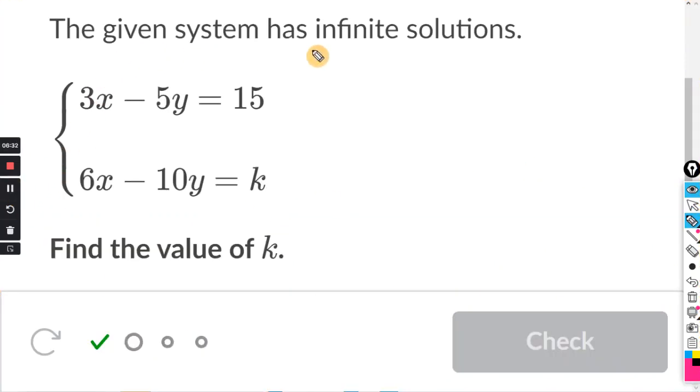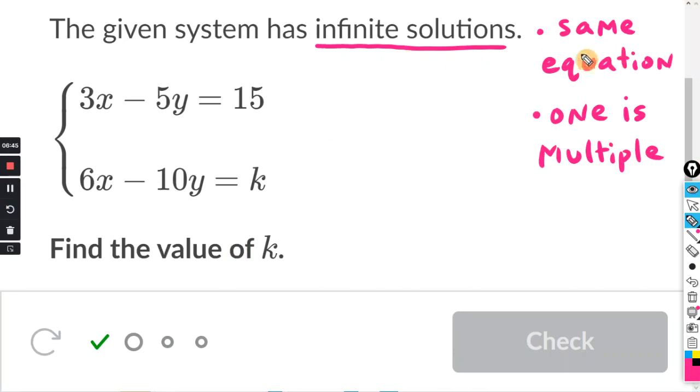The given system has infinite solutions. Find the value of k. We said in the notes in the beginning, infinite solutions means it's going to be the same equation, but it's possible that one equation is a multiple of the other one. Just looking at this equation, it's very easy to see what's going on. These have to be the same equation, but one could be a multiple of the other.